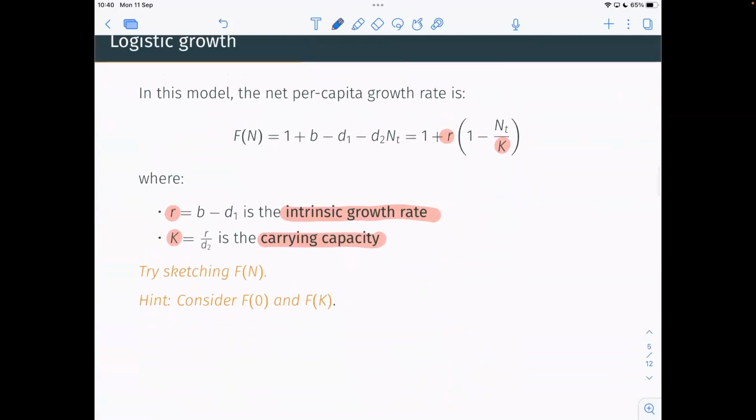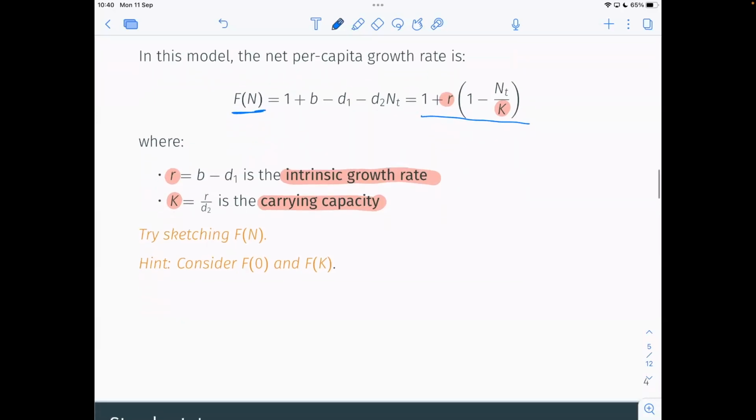Okay, I want you guys to have a go at sketching this f of n here, 1 plus r times by 1 minus nt over k. So this is our net per capita growth rate. Have a go at sketching this. One of the reasons I want you to have a go at sketching this is because in a lot of courses, I find that students are not very good at sketching graphs. If you're able to sketch what a function looks like, it can often give you a lot of intuition as to what's the underlying behavior of a model. Okay, so we're going to be doing quite a lot of curve sketching at various points. Okay, so how do we go about doing this?